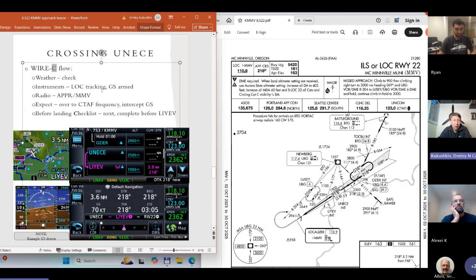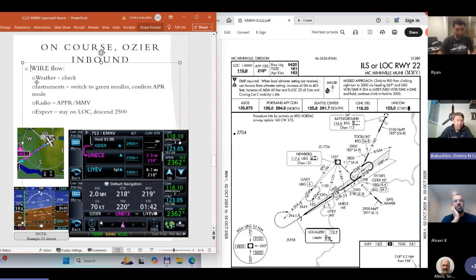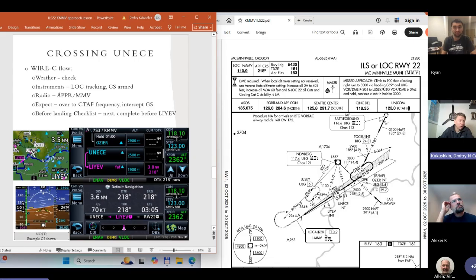Similarly, if you would go back and update this to a C-wire, that will probably remind you to run a cruise checklist or before descent checklist. I haven't mentioned a checklist a single time until now, which is wrong. Do not forget the checklist, please. So, wire C: weather check, instruments, localizer tracking, glide slope armed, radios, approach, and McMinnville.